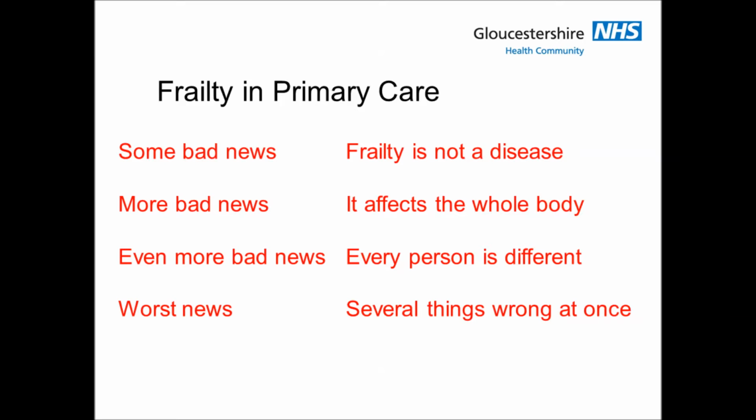More bad news, it affects the whole body. And even more bad news, every person is different. So we can't give you simple rules, guidelines; you need to take each person and look at how the frailty is working in that individual. And when you get a crisis, the worst news of all, very often the whole lot comes tumbling down. It's not just the lungs that have gone, but it's the heart and the kidneys and the muscles and the brain. So it is challenging.